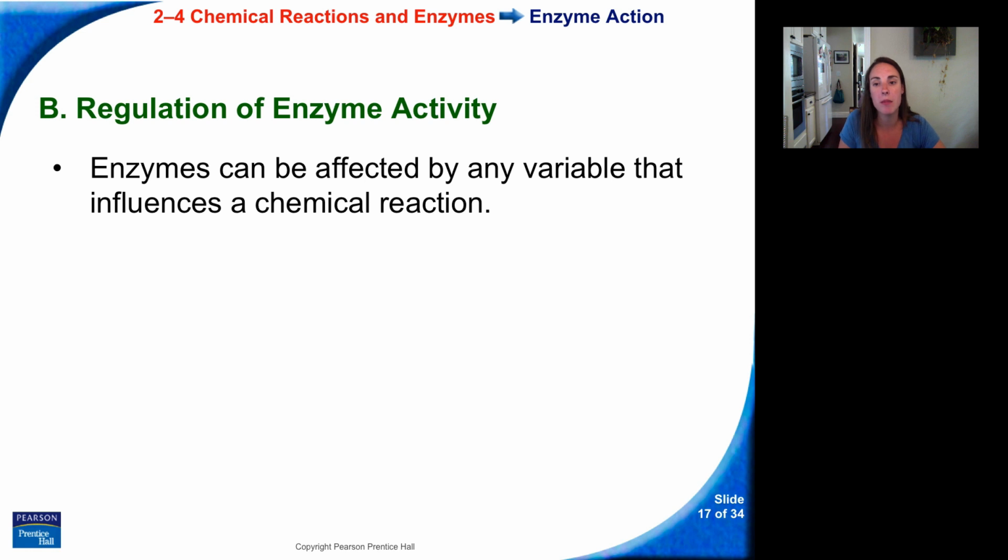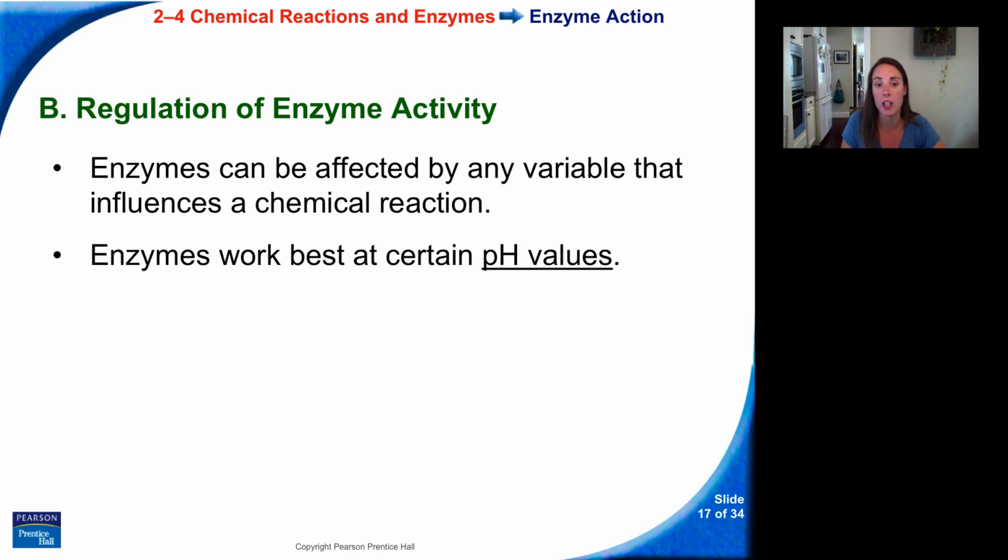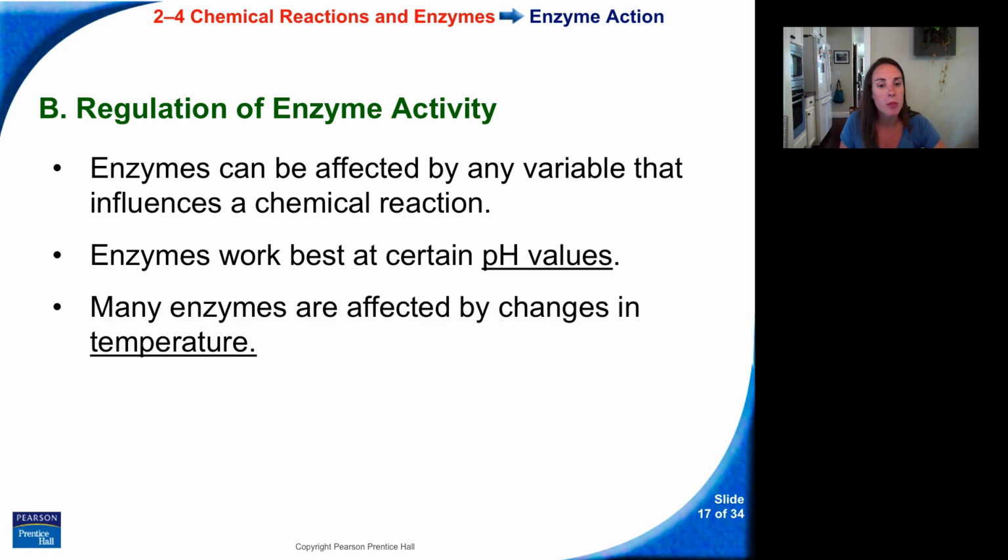So enzymes can be affected by any variable that influences a chemical reaction. Enzymes work best at certain pH values. If the pH of your blood changes, it's around neutral, your enzymes are not going to work as well, so chemical reactions aren't going to work as well, so your cells are going to start to die. Similarly, many enzymes are affected by changes in temperature. If you get a really, really high fever, the reason why you feel sluggish is because the enzymes that create the energy for your body can't work as quickly in high temperatures. So you feel sluggish because you can't make energy for your body.